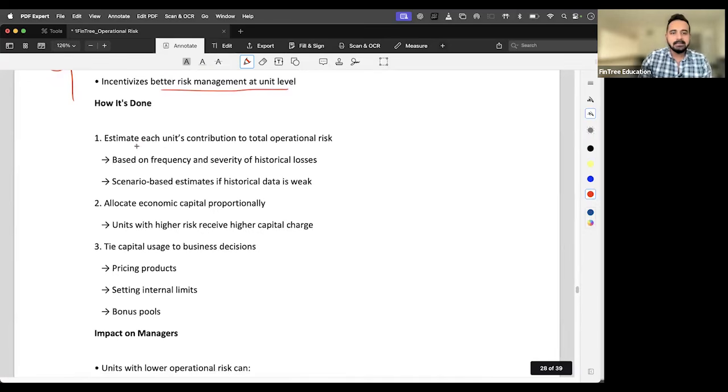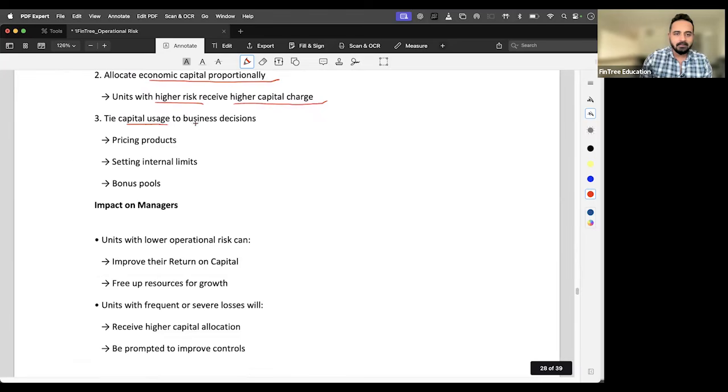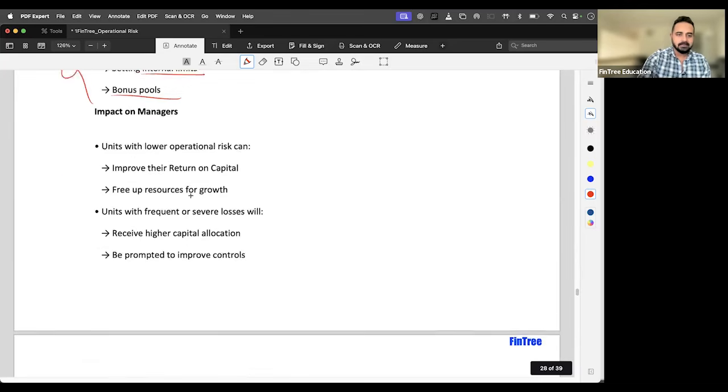How is it done? Estimate each unit's contribution based on frequency, based on scenario. Second, allocate capital proportionately. Higher risk automatically will receive higher capital charge. And then use this capital for business decisions like pricing, setting limits, or bonus pools.